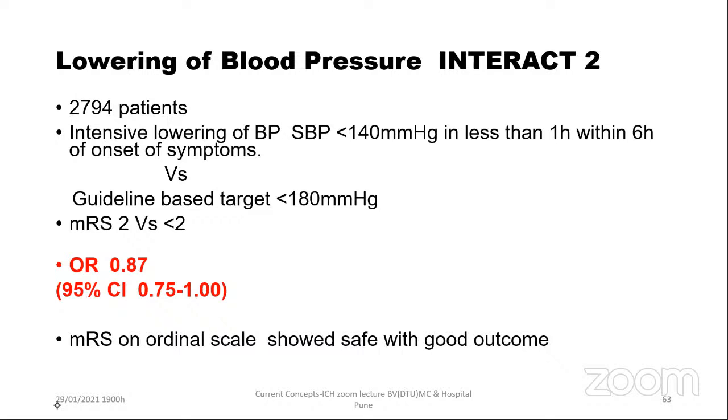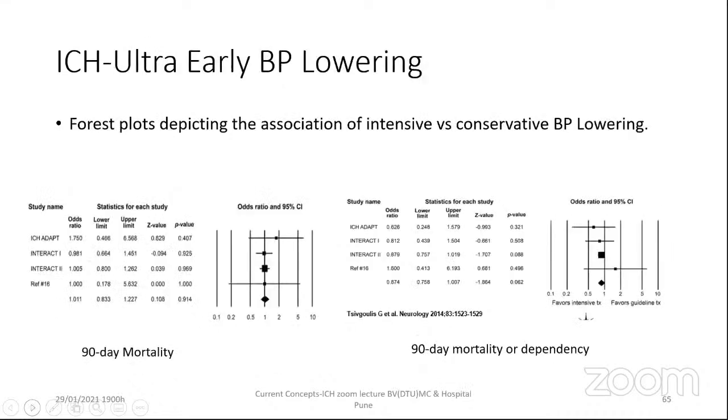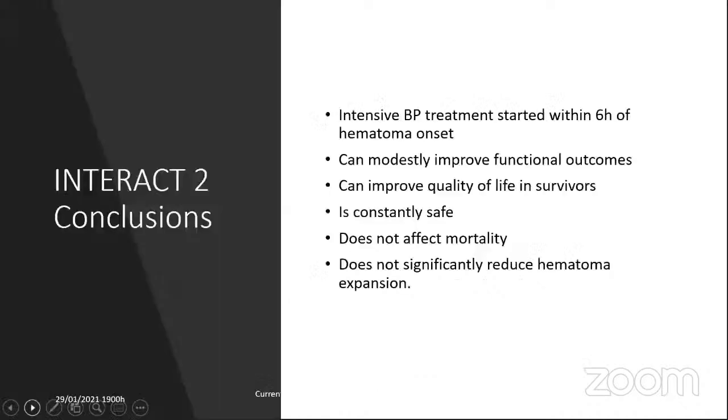And the mRS ordinal scale showed safe with good outcome. So people have started, and hematoma growth was observed, and it was reduced. So ultra early BP lowering has come into vogue. And so the conclusion is intensive BP treatment started within 6 hours of hematoma onset can modestly improve functional outcomes, can improve quality of life in survivors, is considered safe, does not affect mortality, does not significantly reduce hematoma expansion.